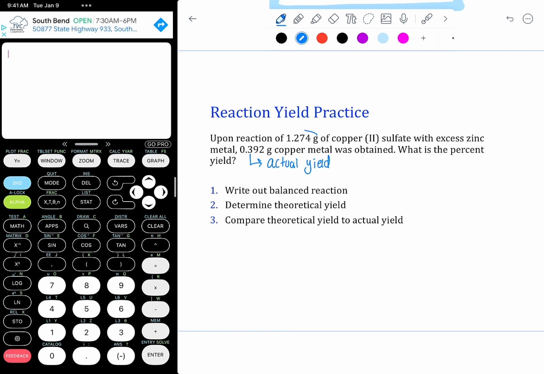What we can do is use this 1.274 grams of copper sulfate and convert that to moles of copper to see how much we should have gotten, so we can calculate the theoretical yield. In order to do that, we have to use a mole-to-mole ratio, and in order to use a mole-to-mole ratio, we need a balanced chemical reaction. Luckily for us, this is a 1-to-1 ratio, so we have copper 2 sulfate reacts with zinc solid, and it gives us zinc sulfate plus copper solid. So everything's in a 1-to-1 ratio.